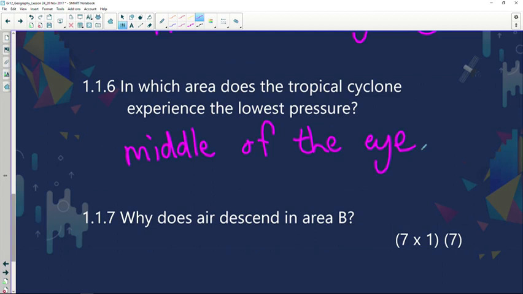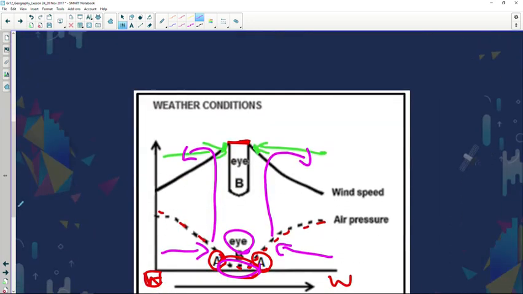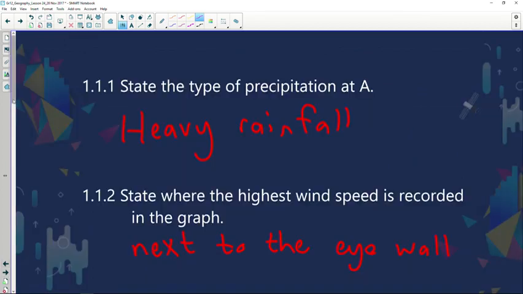Now, why does the air descend into E? As you can see over there, usually when we associate tropical cyclones, the eye, it's clear blue skies in this column over here. As you can see over there, there's usually no cloud cover. What's the reason for that? It's because of the upper air divergence, so the air sinks over there.